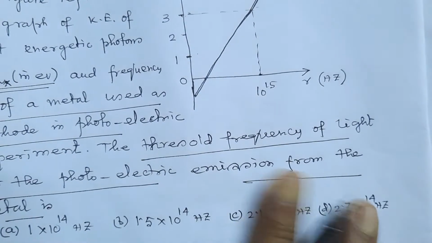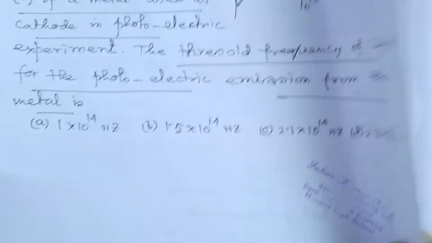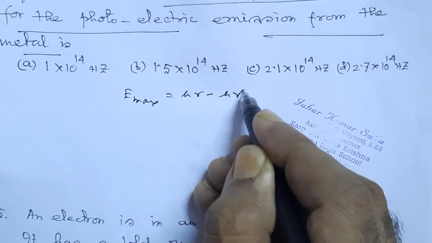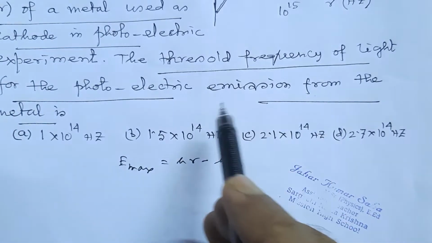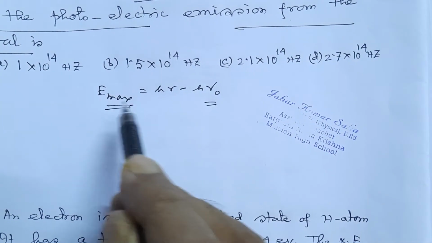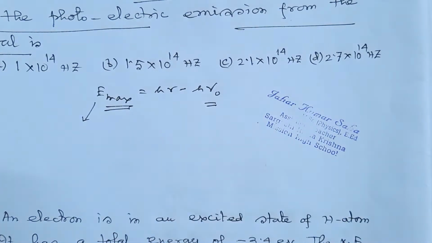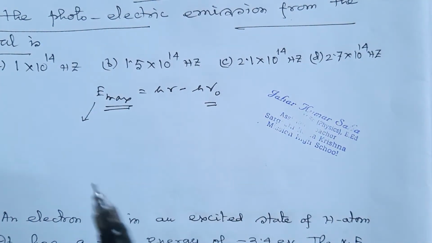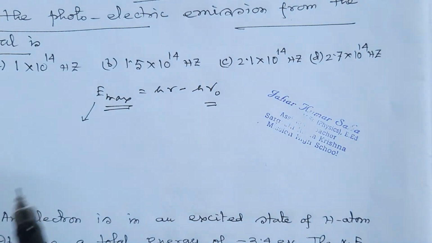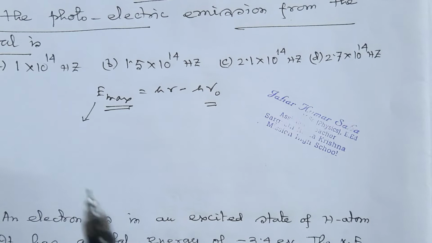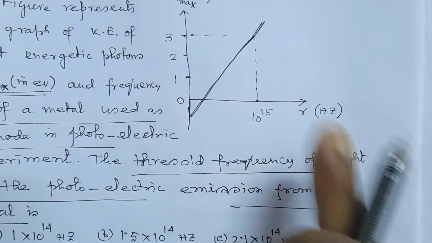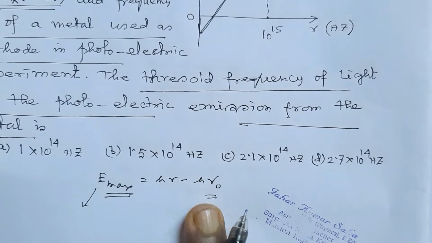What is Emax? Emax equals h nu minus h nu 0. We need to calculate the threshold frequency of light, so we have to find nu 0, and Emax should be replaced in terms of h. Emax is 3 electron volt, and it is given that nu is 10 to the power 15 Hertz, and we have to calculate nu 0.